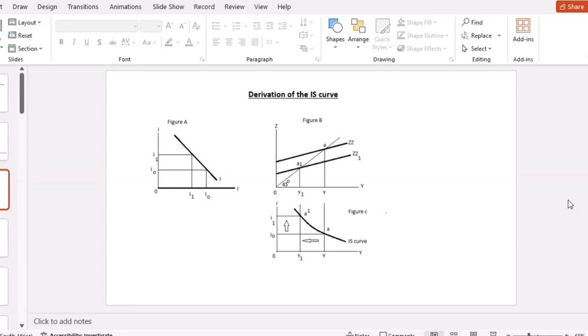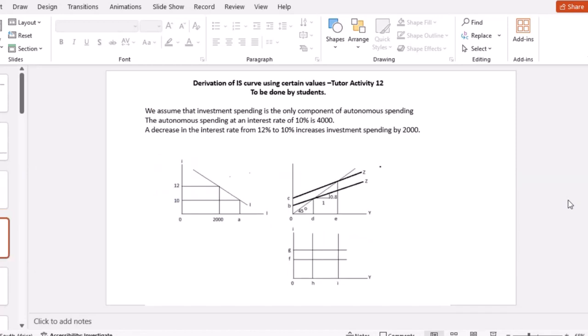So therefore, you can see that the IS curve represents combinations of interest rates, I0, I1, and income levels, Y0, Y1, where the goods market is in equilibrium. See that right at the beginning. Your IS curve represents combinations of I and Y where the goods market is in equilibrium. And this is so given that all the other autonomous variables remain unchanged: government spending, taxation, and consumption.